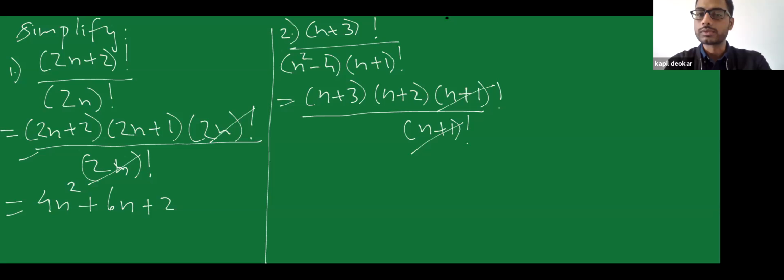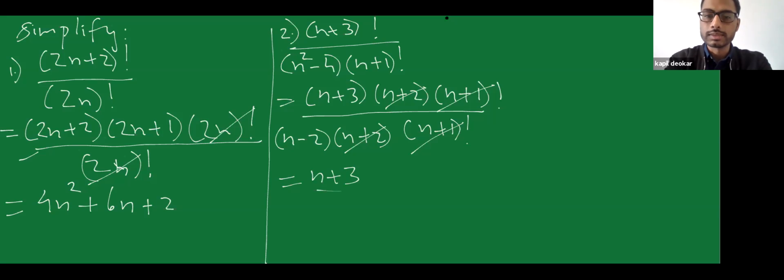N square minus 4, a square minus b square format. A square minus b square is a plus b, a minus b. So this can be written as n minus 2 into n plus 2. N plus 2 also cancels out. So my final answer is n plus 3 upon n minus 2.